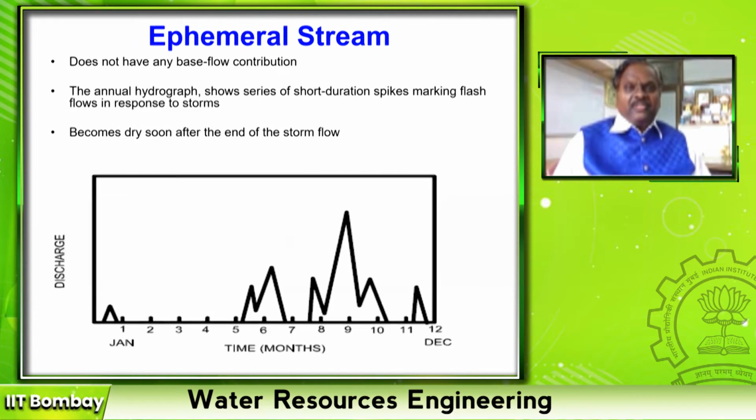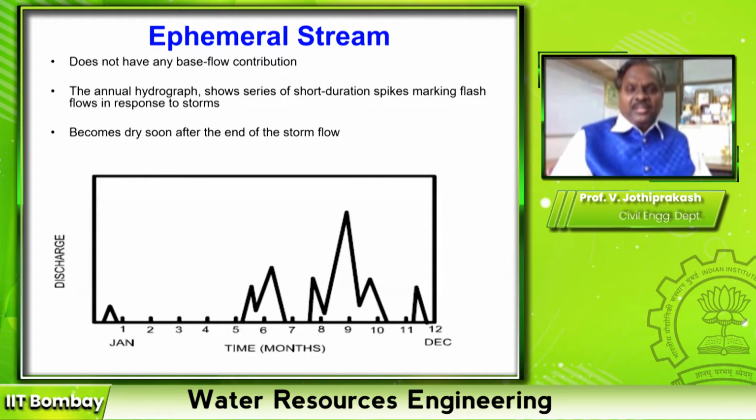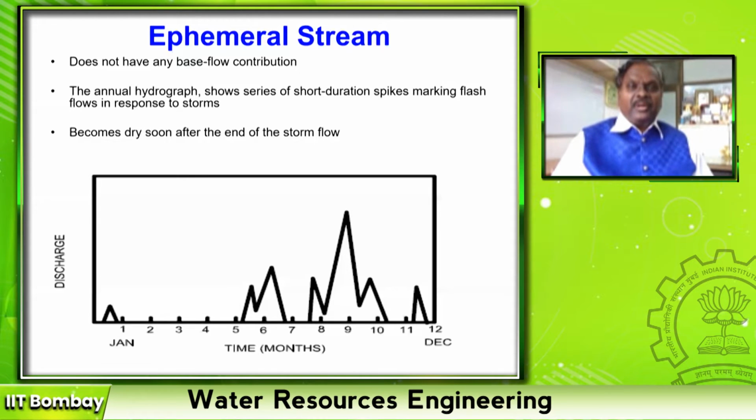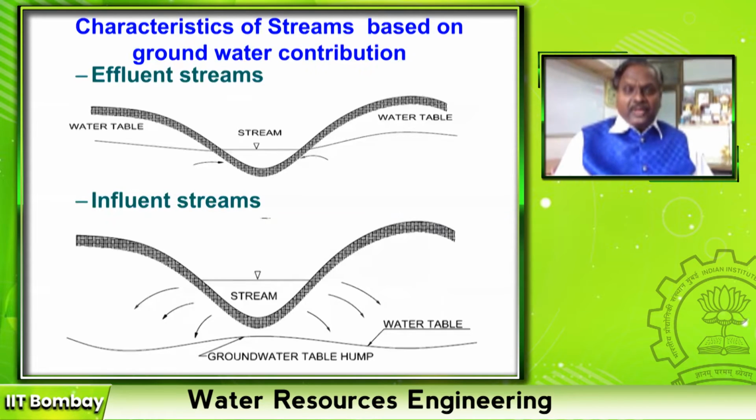The third type is the ephemeral stream. That means whenever there is rainfall, there will be runoff, and there is no delayed runoff either. Such streams are called ephemeral streams. So these are the three types of streams which we come across. Similarly, depending upon the groundwater flow, a stream can be called an effluent stream. A stream which receives water from the groundwater is called an effluent stream. A stream which contributes to groundwater is called an influent stream. This is from the groundwater viewpoint.